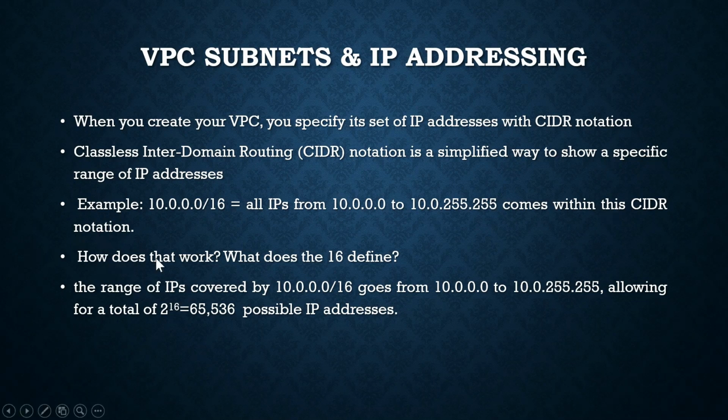So how does that work? How does the 16 define? Let's see. The range of IP addresses covered by the 10.0.0.0/16 goes from 10.0.0.0 to 10.0.255.255. It allows for a total of 2 to the power 16, that is 65,536 possible IP addresses. You can create 65,536 possible IP addresses within this CIDR notation.